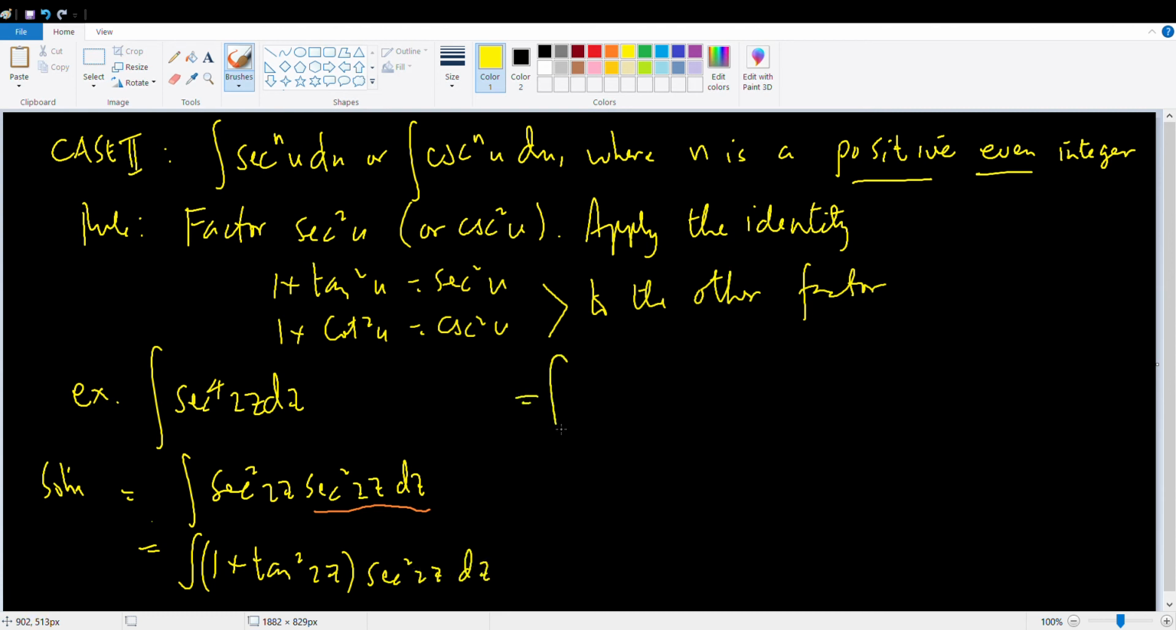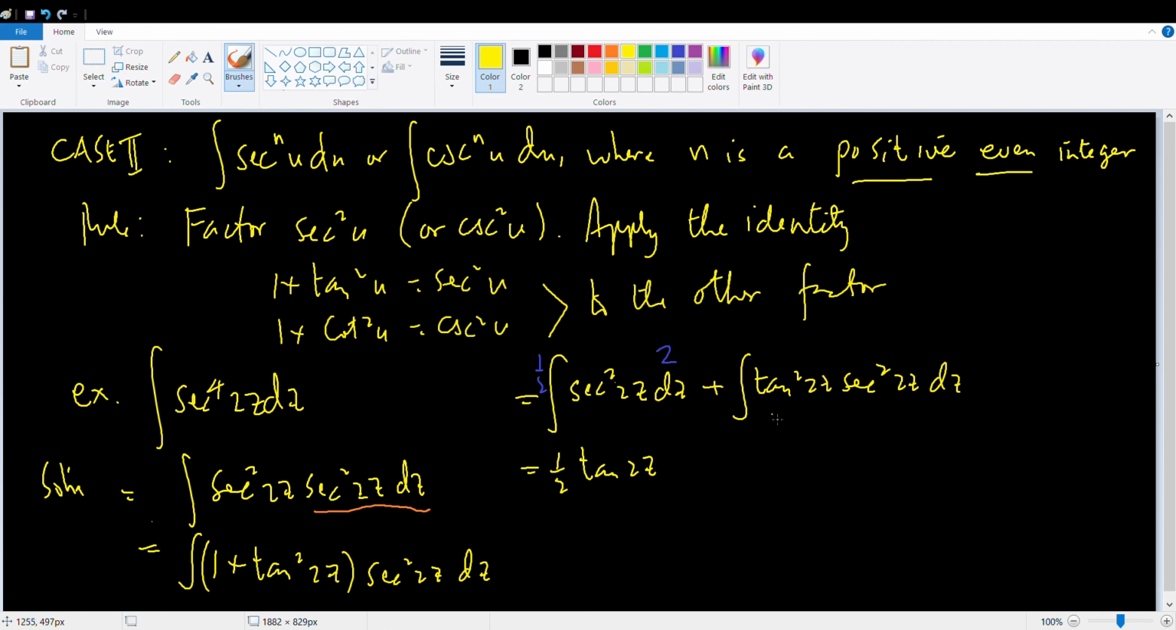Then we distribute, we'll be getting two integrals, secant squared 2z dz plus tangent squared 2z secant squared 2z dz. The first integral is a fundamental one, no? Secant squared u. Your u is 2z, so it lacks 2, you place 1/2. 1/2, integral of secant squared is, of course, tangent 2z.